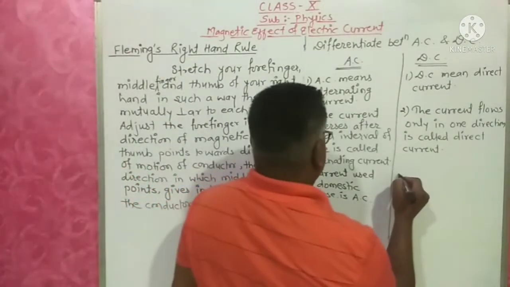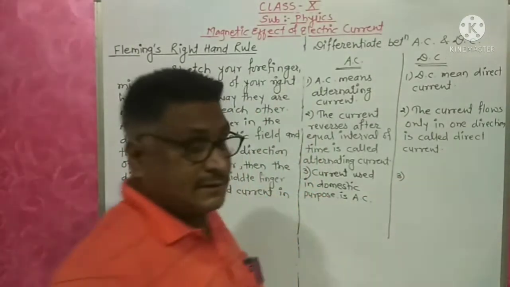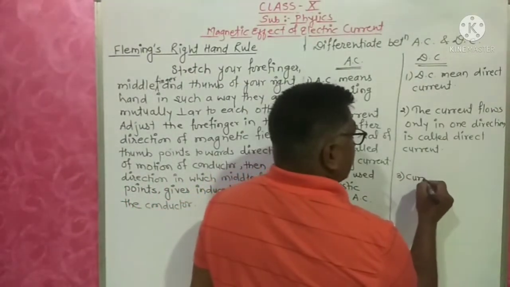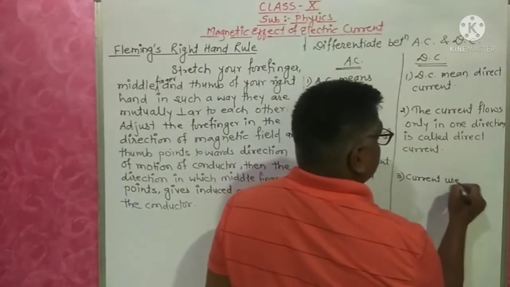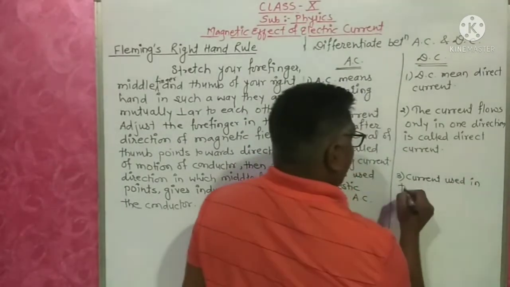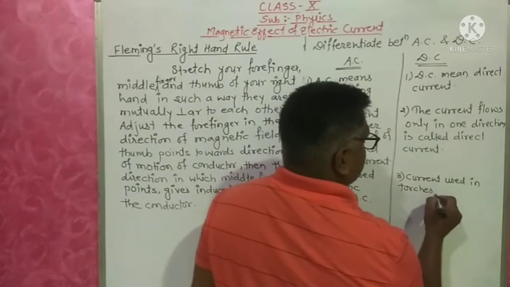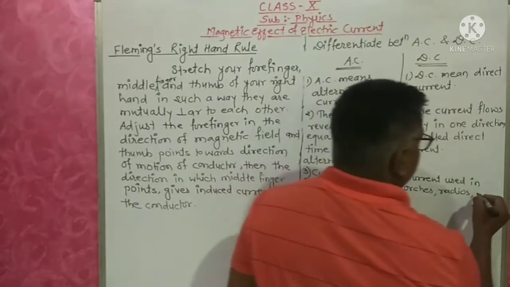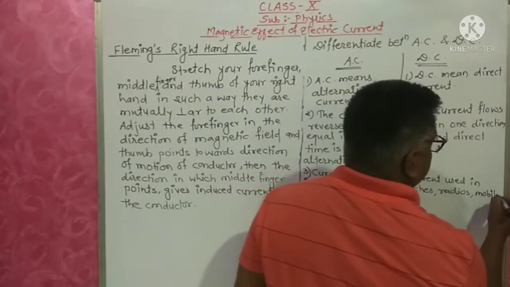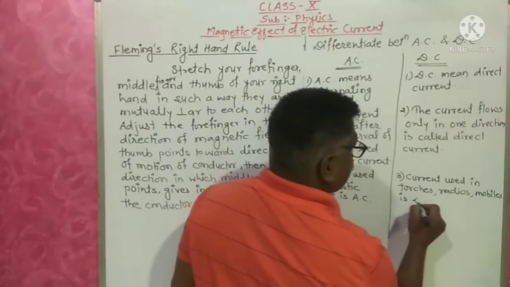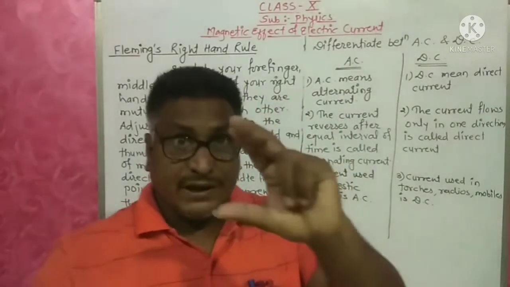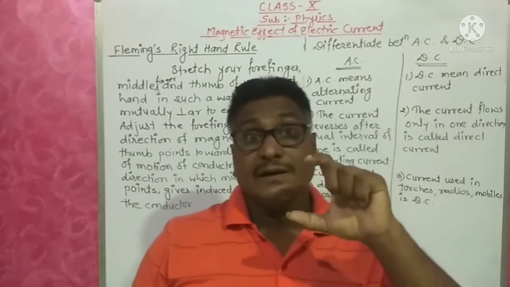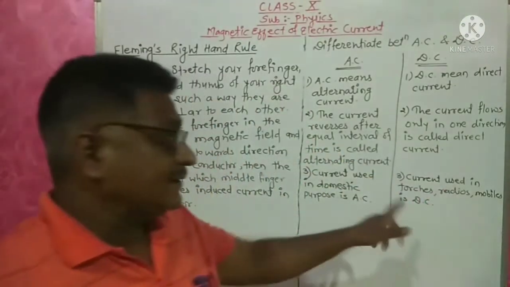And direct current, current used in torch, radios, mobiles is DC current. Whatever cell we are using, that cell gives direct current.